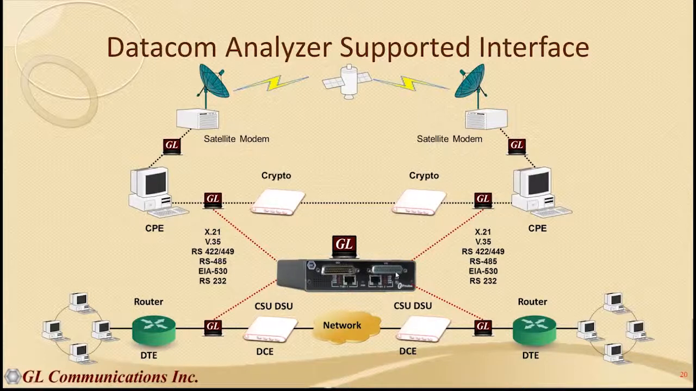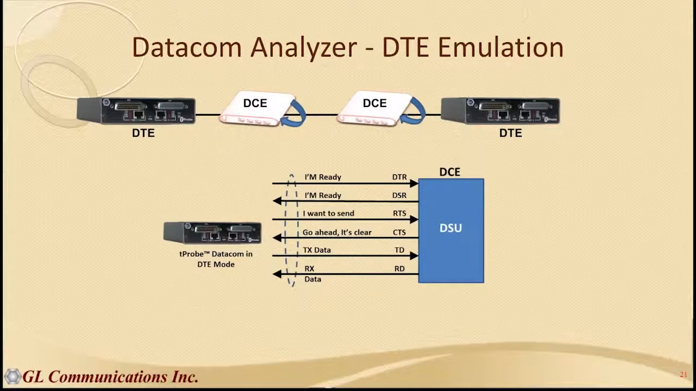Now, if we go to our next slide here, this is just a depiction of what RS-232 or a Datacom interface looks like. It has a lot of these handshaking signals. So early on, in the olden days of data communications, there was all of this handshaking that went on between a modem and a terminal. A DCE is a modem. A DTE is a terminal. So our tProbe can act as a terminal, or it can act as a modem.